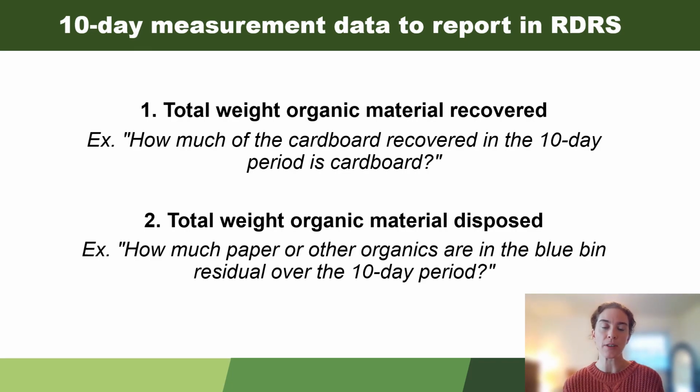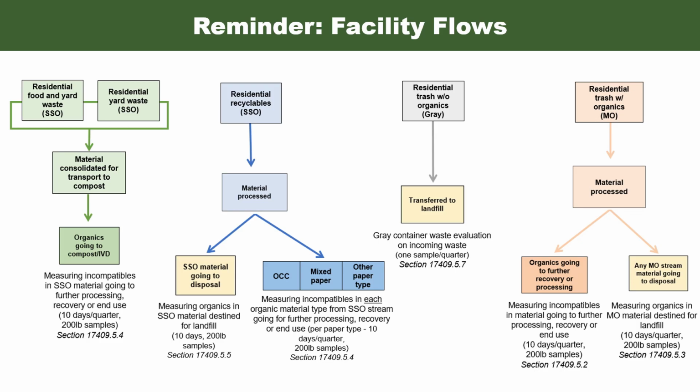Now we're going to revisit our facility flow graphic to remind ourselves of all the measurements we need to take to get to these two numbers. Earlier in part 4, we determined all the different outputs we need to measure for the SSO, MO, and gray container streams. A transfer processor can choose any 10-day period in the quarter for the measurement period. But remember, if the facility is closed, that's not an operating day and can't be counted towards the 10-day period.